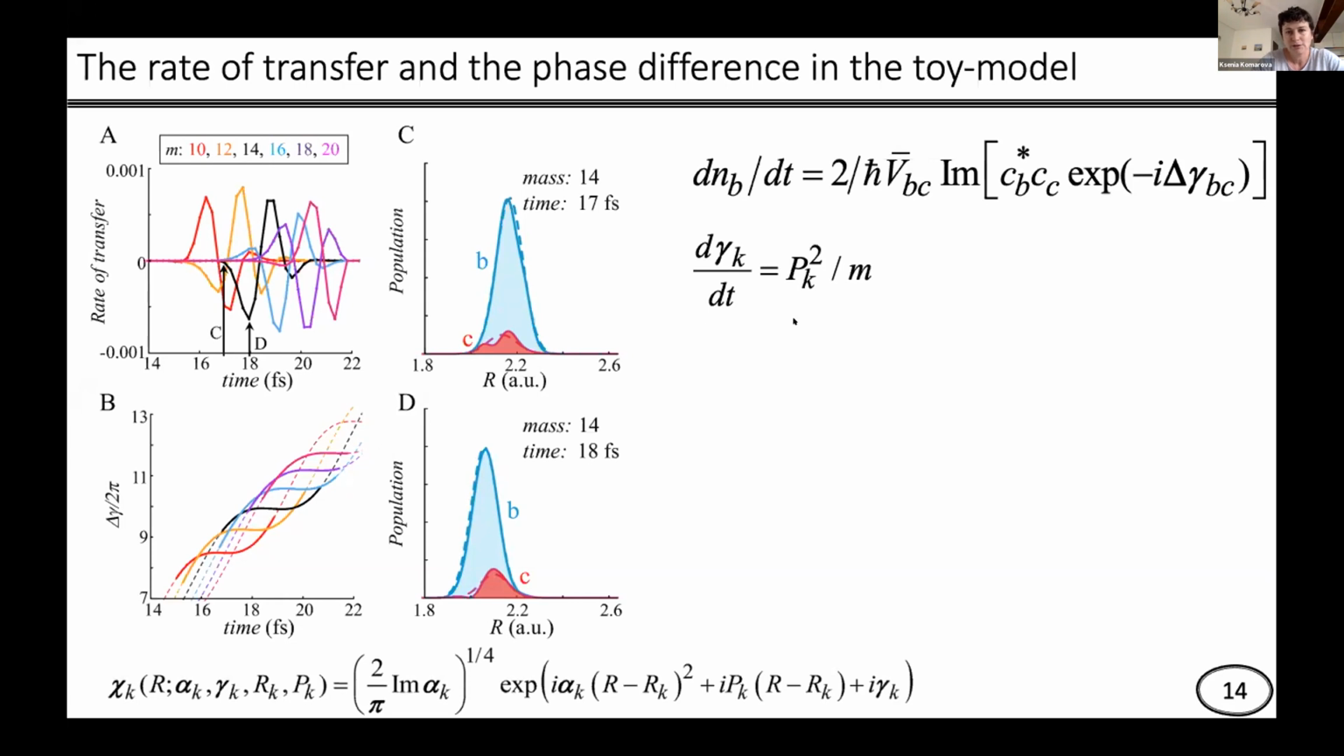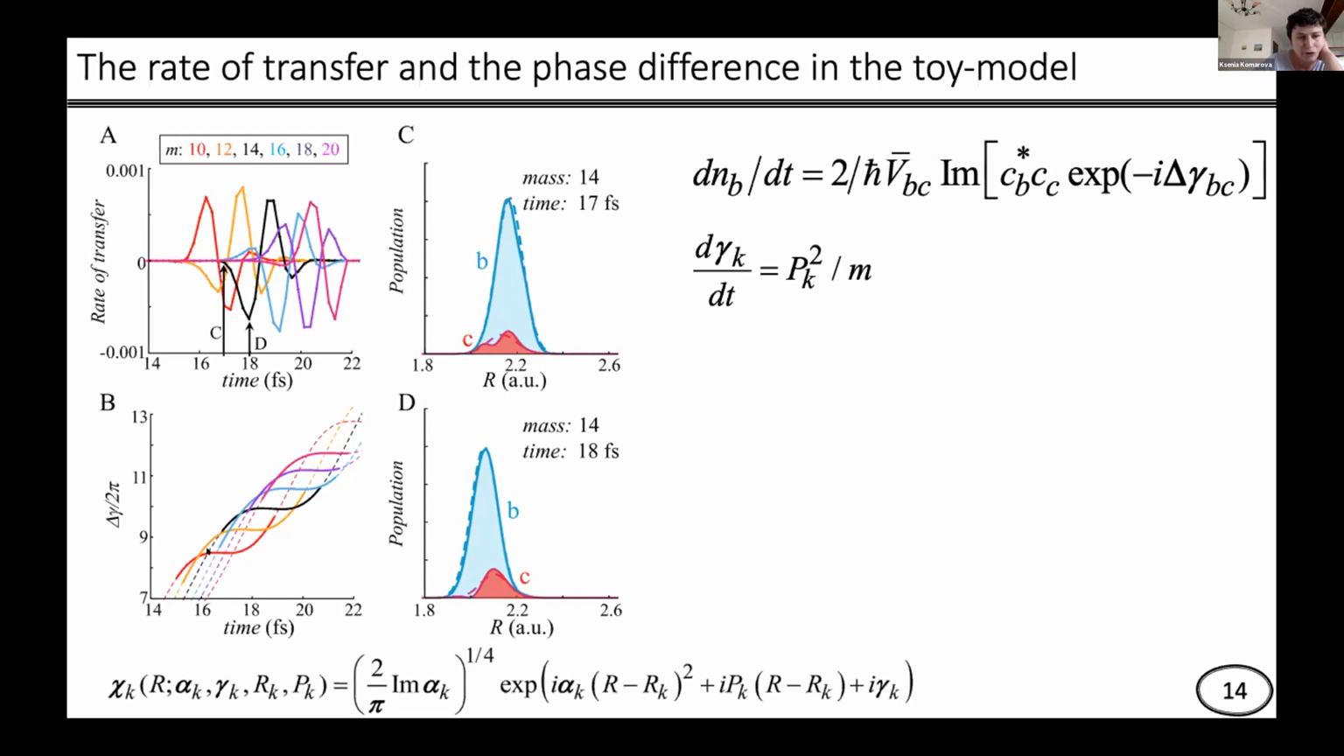The most significant factor was indeed this gamma phase, because in the derivative of the gamma, the mass was acting each time of the dynamics. And here is the plot for this phase matching: the gamma of the valence state minus the gamma of the Rydberg state, B minus C, as a function of time and for different masses.